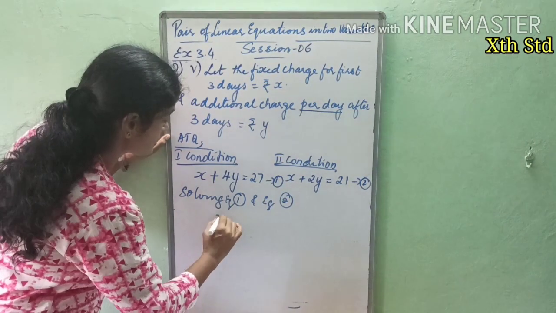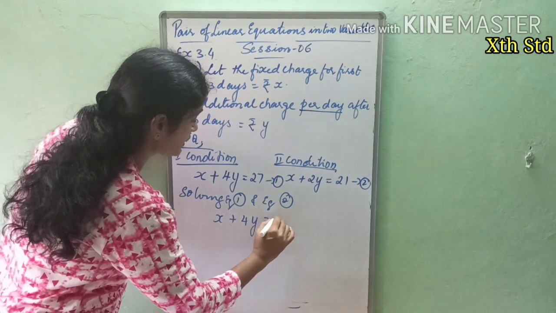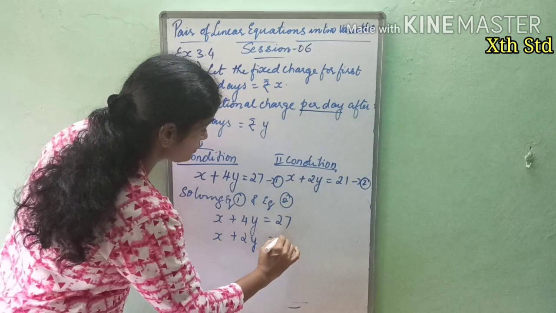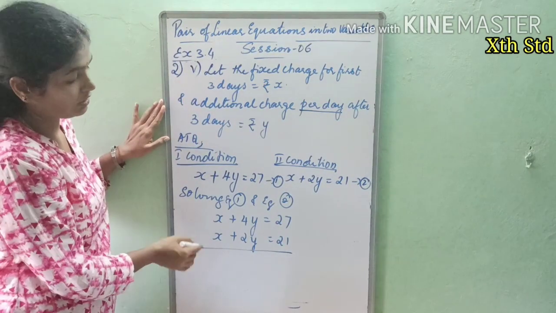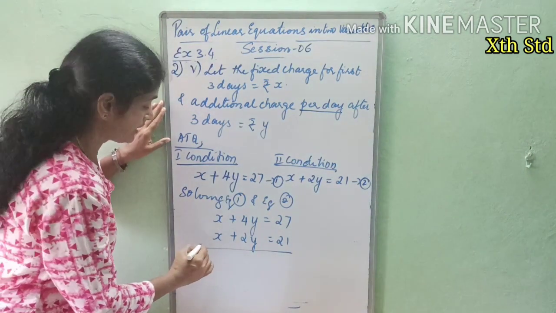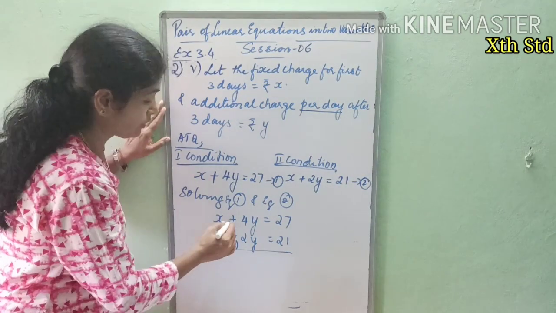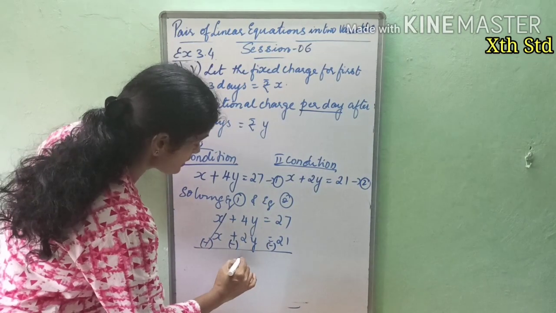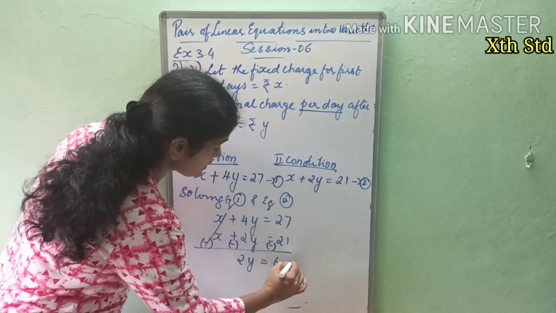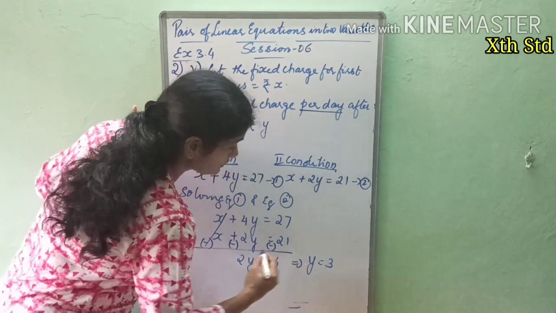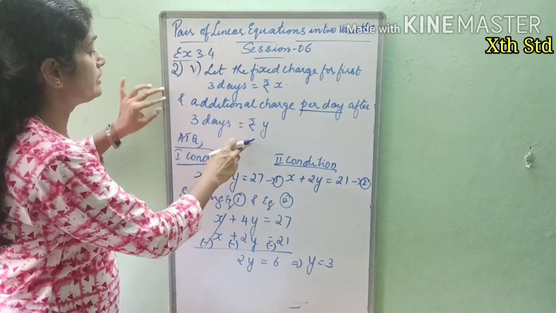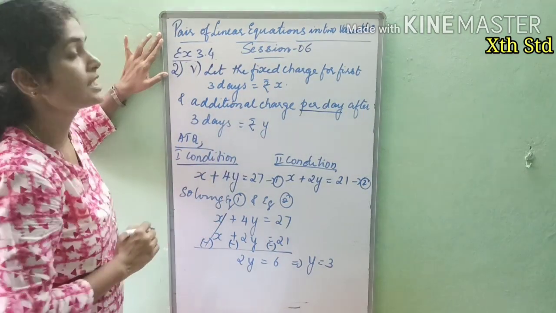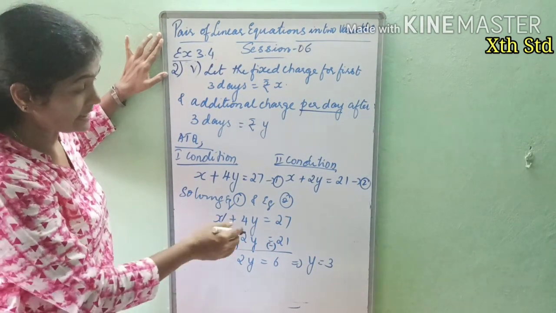So write them one below the other. x plus 4y equal to 27, x plus 2y equal to 21. As I said already, the coefficients of x are same. We will subtract the second equation from the first one. x gets cancelled here. This is 2y is equal to 6, which implies y equal to 3. Y value we have got as 3. That means additional charge per day after 3 days is y rupees, that is 3 rupees.